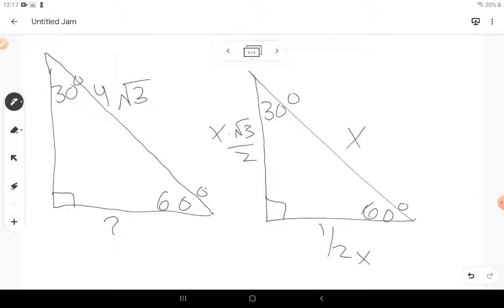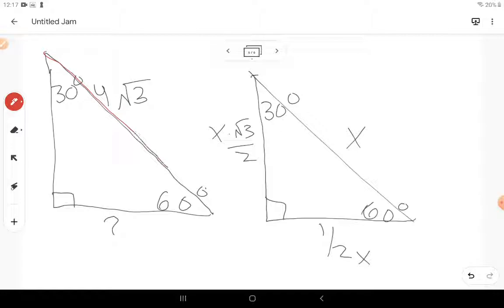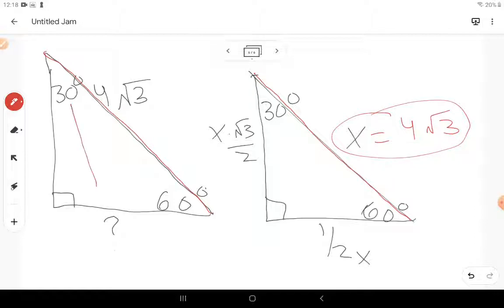Okay. Well, let's look at the hypotenuse. Let me change the color. That's not it. Let me get red. Let's look at this hypotenuse here and here. Well, we have our x already. x is 4 times the square root of 3. All right, but that's not what we're asked to find. We're asked to find the side opposite the 30-degree angle. That's the question mark.